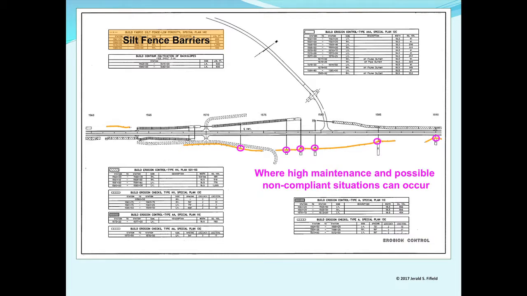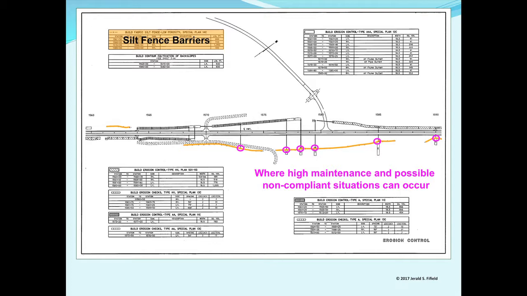Let's now take a look here. I pointed out those spots where the concentrated flows come across the project. They're either off of diversions or from the culvert itself. Silt fence goes right in front of those areas. Do you think it's going to work out on the construction site when it rains? No, it's going to fail.